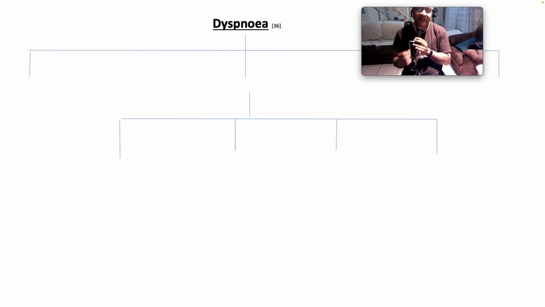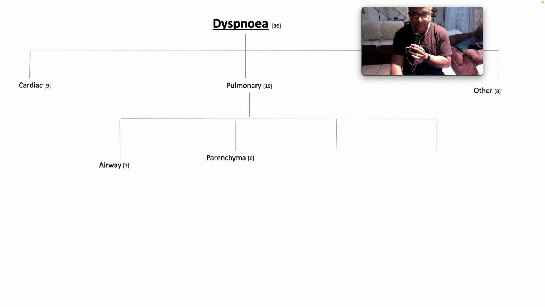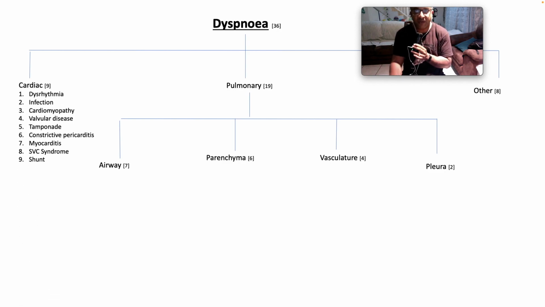So dyspnea is the subjective sensation of breathlessness. Broadly, we can classify it into cardiac etiologies, pulmonary etiologies, and others. And under pulmonary, we substratify it in terms of the level of the pulmonic involvement. Is it airway, parenchyma, vasculature, or is it the pleura? Nice to know. So the cardiac causes of dyspnea have to do with dysrhythmia.